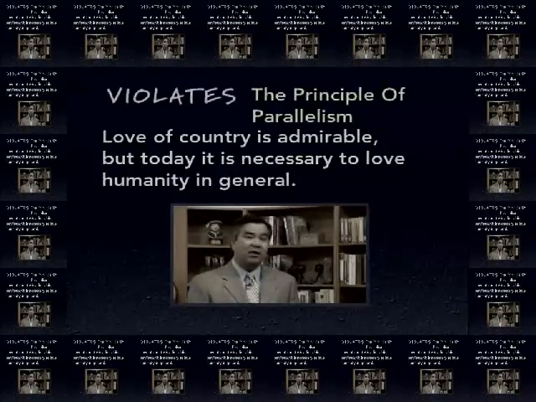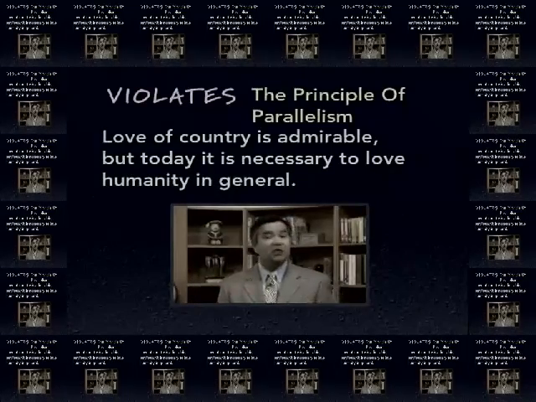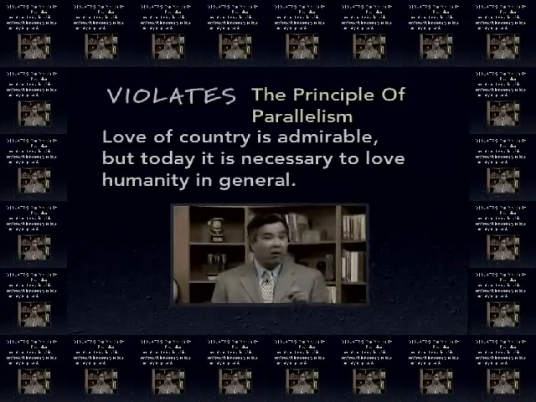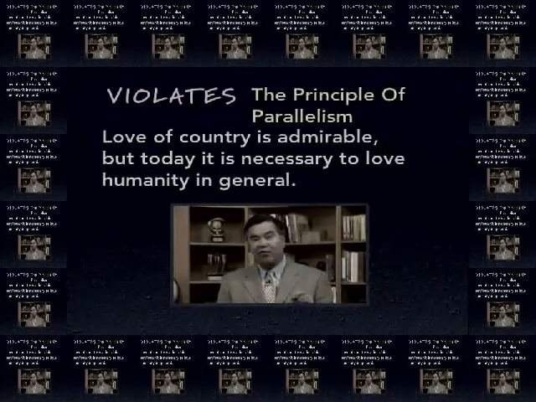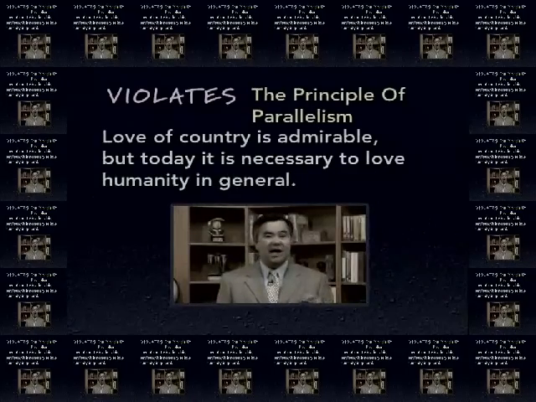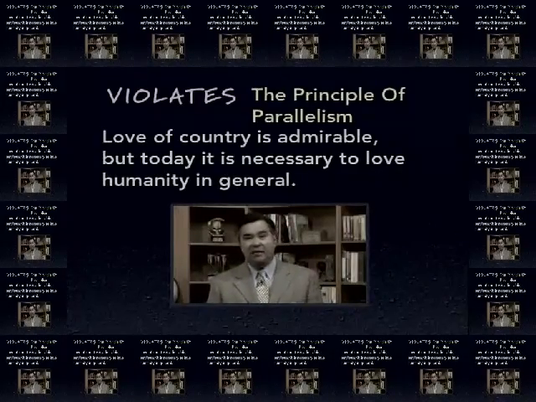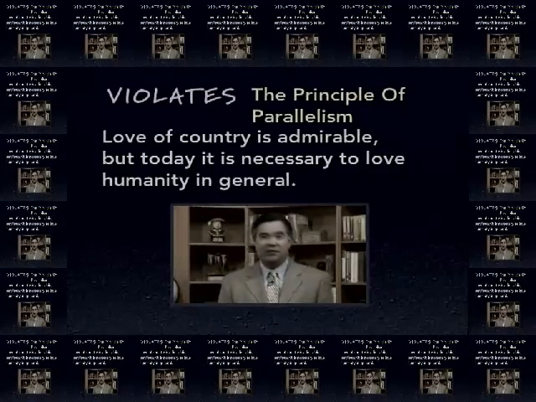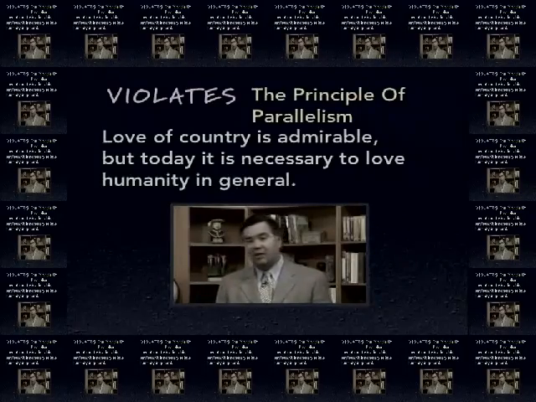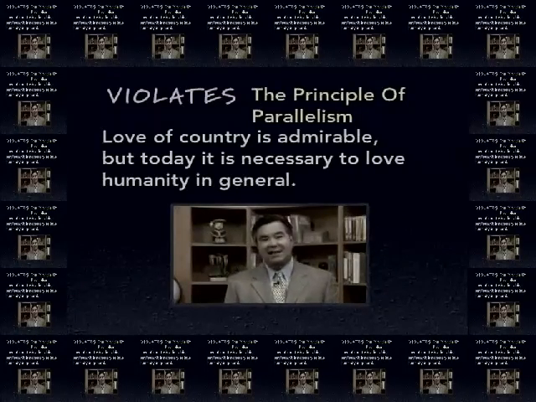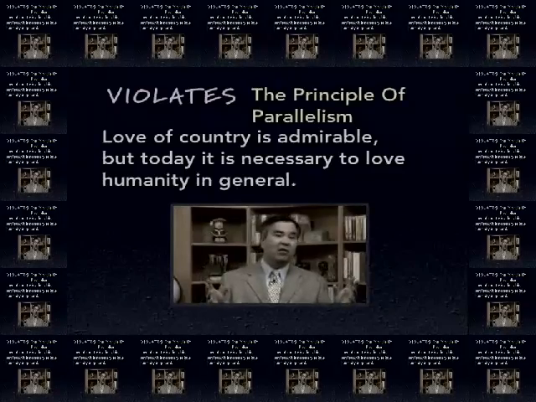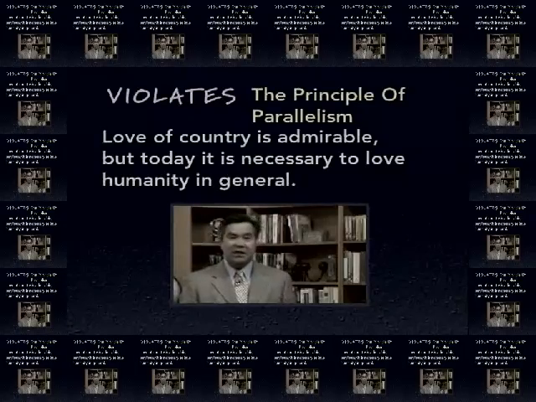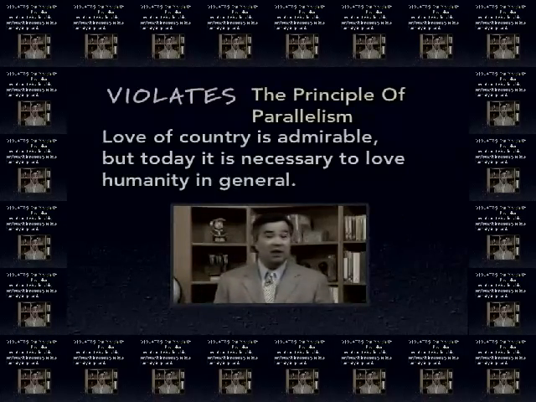However, it does violate the principle of parallelism, and therefore it's not as well written as it ought to be. How does it violate parallelism? Well, remember the rule we just looked at. When we have related ideas in a sentence, it's desirable to use parallelism to link them and to emphasize the relationship between them. This sentence contains two ideas. First, that love of country is admirable. Second, that today it's necessary to love humanity in general. In other words, to love people no matter where they come from. Now, the author of this sentence is setting up a clear relationship between these two ideas.